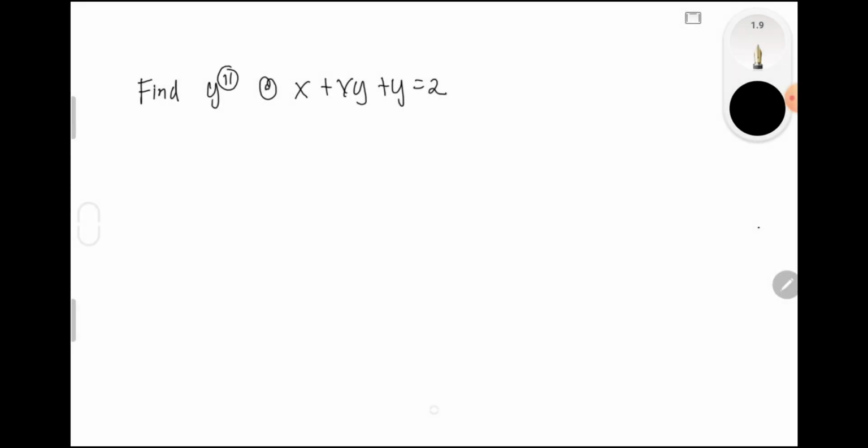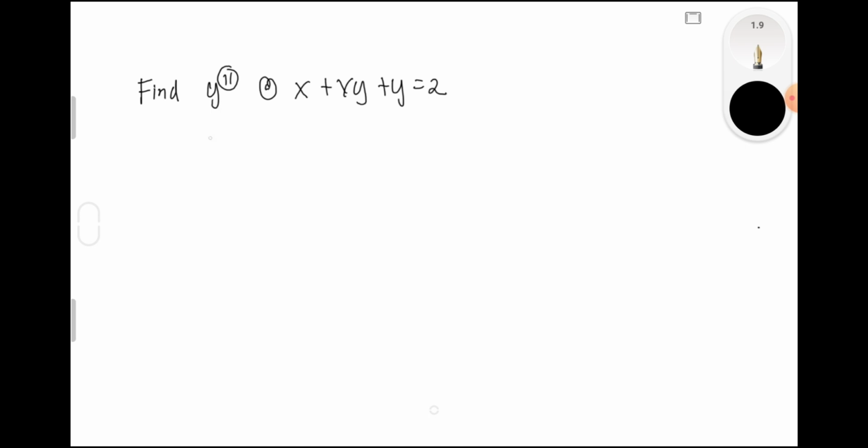So for our fourth example, let's have: find y double prime at x plus xy plus y is equal to 2. So how will we solve for our y double prime? So as I have said, for our higher derivatives, kung ilan yung nandito sa taas na comma, ibig sabihin yan, it is the number of times na dinidifferentiate mo yung ating function. So from this, we have x plus xy plus y is equal to 2.